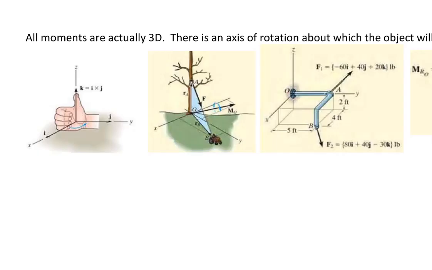Now all moments are 3D. In 2 dimensions, we basically look at a 2-dimensional model of what really is a 3-dimensional moment. We'll talk a little bit more about how that works. But in 3D, just imagine that if you're twisting your fingers around the z-axis, the k-axis, the moment vector will be in the z direction. By using the right hand rule, if you twist this way, the moment vector is perpendicular to that xy plane.